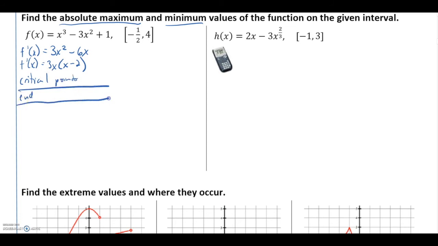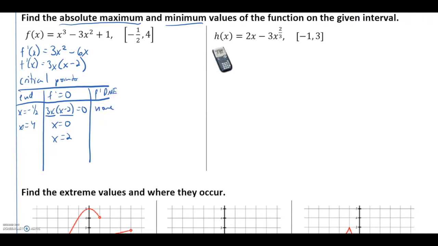Well, for endpoints this time, we do have two. We have x equals negative 1/2 and x equals 4. For our f prime equal to 0 case, we're going to be setting our derivative function equal to 0. And our first factor, this 3x, will equal 0 when x equals 0. And the x minus 2 factor will equal 0 when x equals 2. And for the derivative not existing, well, that's not going to happen. This is a polynomial.